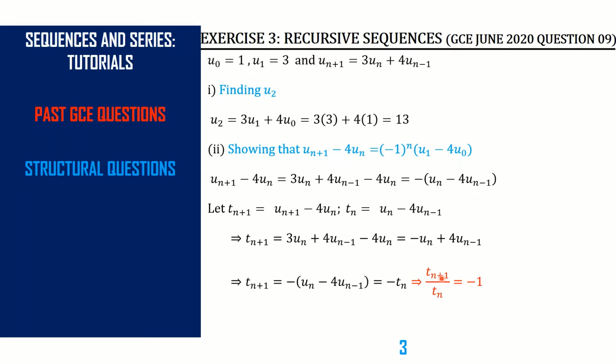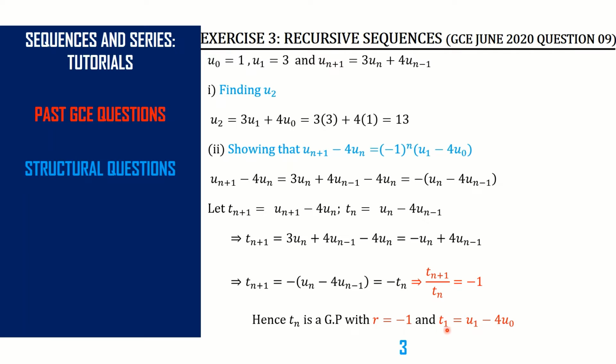And this is the common ratio of my geometric sequence T of n, because if we want to show that a sequence is geometric, we need to show that the ratio between the n plus 1 term and the n term is equal to a constant. In this case, the constant is -1. So from there, we can express our T of n in terms of n. So T of n is a geometric progression. The common ratio is -1.